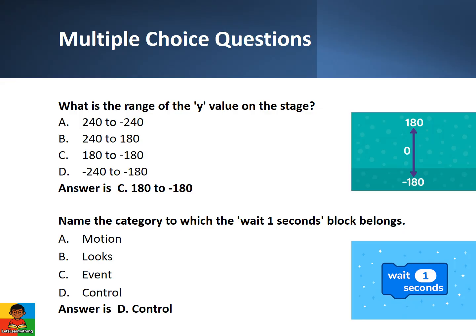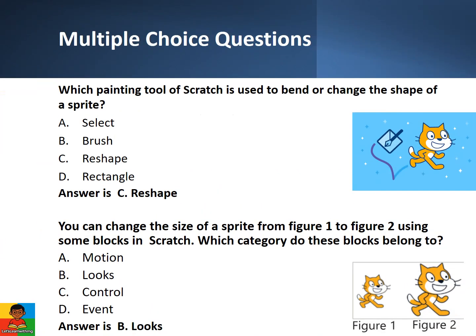Options: A. Motion, B. Looks, C. Event, D. Control. The correct answer is D. Control. Question: which painting tool of Scratch is used to bend or change the shape of a sprite? Options: A. Select, B. Brush, C. Reshape, D. Rectangle. The correct answer is C.